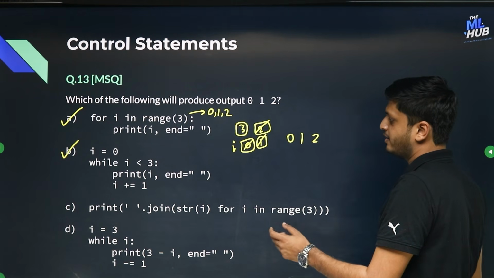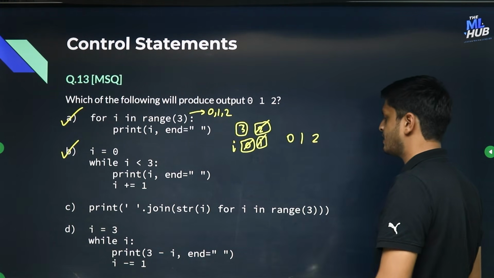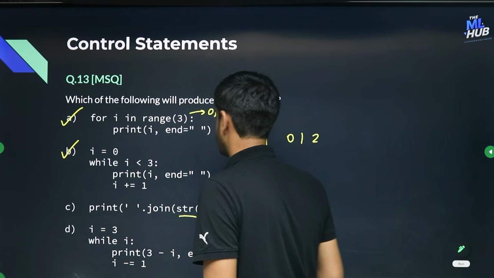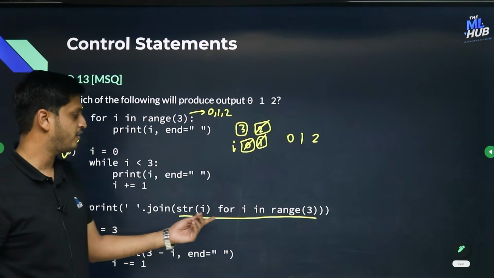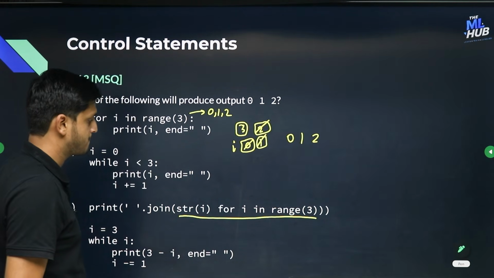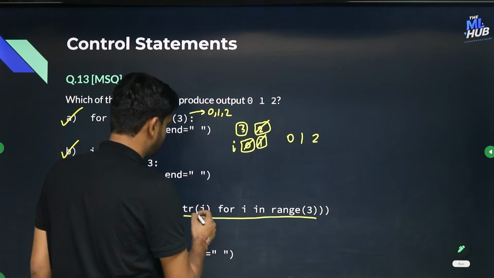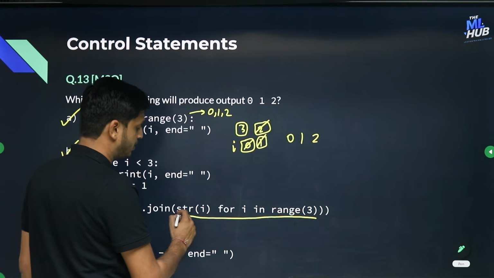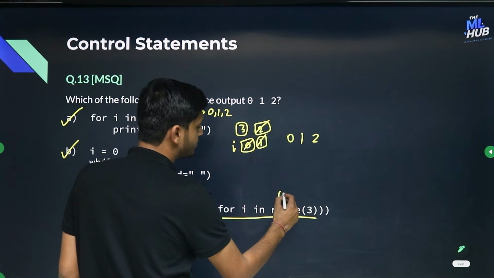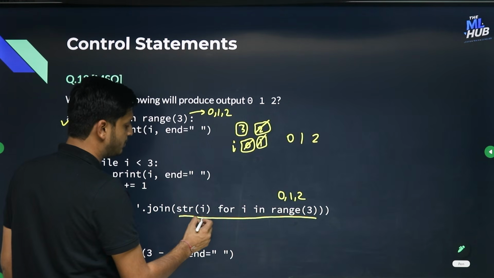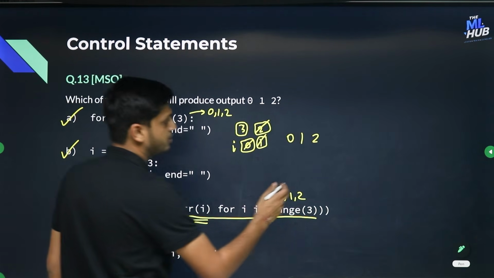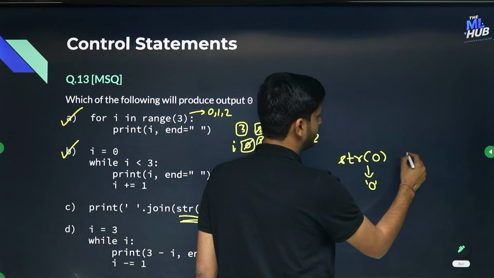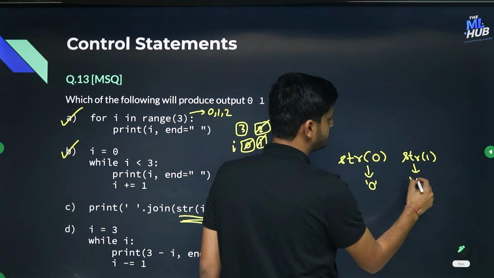Now option C is ' '.join(str(i) for i in range(3)). So what is this? This is a comprehension, a generator expression. Here, str(i) for i in range(3) becomes an iterable and we are providing this iterable to the join function. So what does this entire statement do? i will take the values 0, 1 and 2, and we are converting all of them to strings using the str constructor. So we are converting an integer to a string. str(0) gives you the string 0, str(1) gives you the string 1, and similarly for 2 as well.